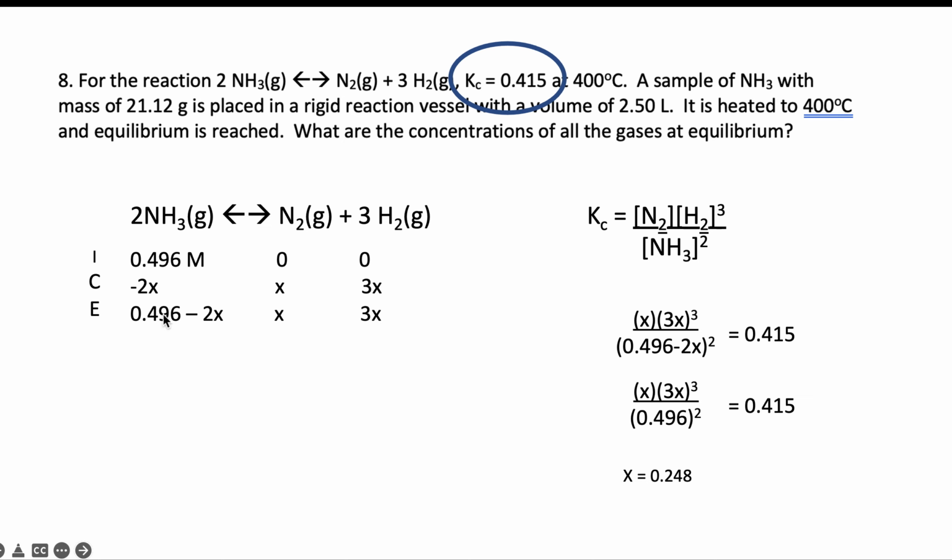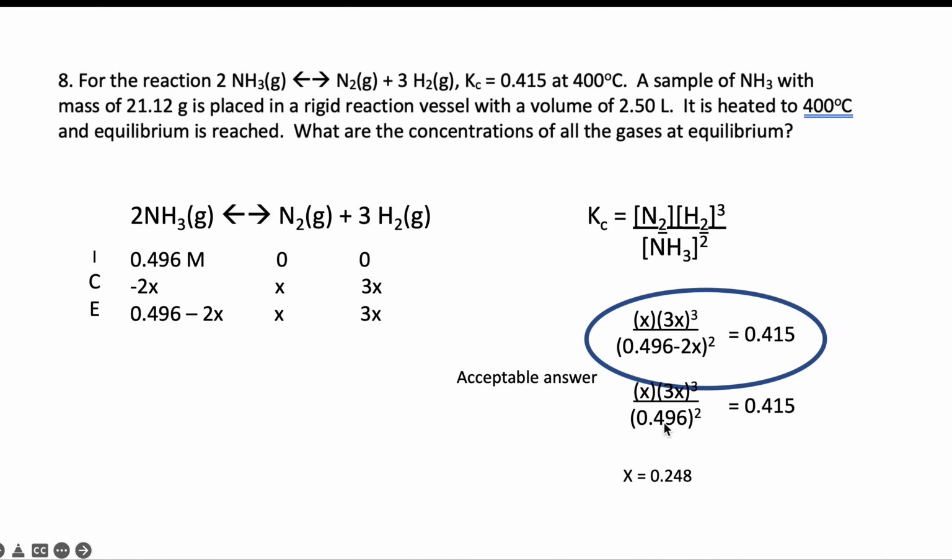I wanted to say that 0.496 minus an x value was really a case where it wasn't changing the 0.496 very much. But I see that I've got a huge value here, okay? So there's no way that that's going to be possible relative to the 0.496.